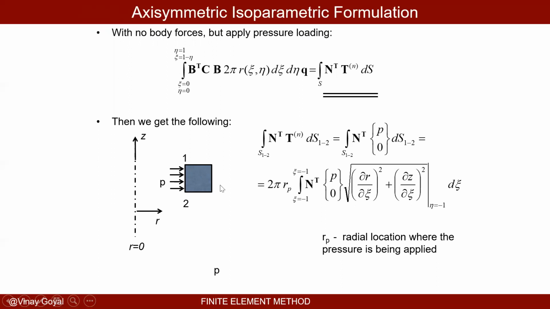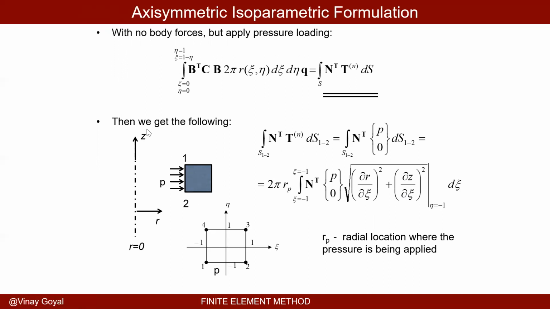Notice how this edge will get mapped to C, okay? So I have to figure out how to do that. The one thing I want you to realize is that this 2 pi r p, where r is the radial location where the pressure is being applied. In this case, we have to determine where that radius is and plug that number here. The rest of it is just simple. This is dr/dC and this is partial of r with respect to C, partial of z with respect to C. We already covered how to do that. This is evaluated at eta equals -1, in this particular edge.